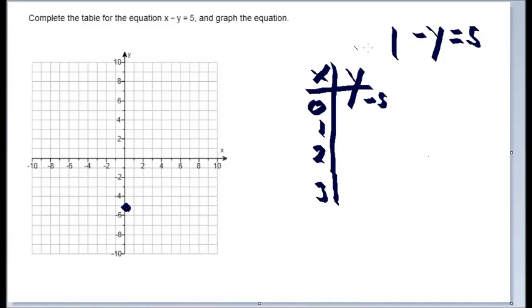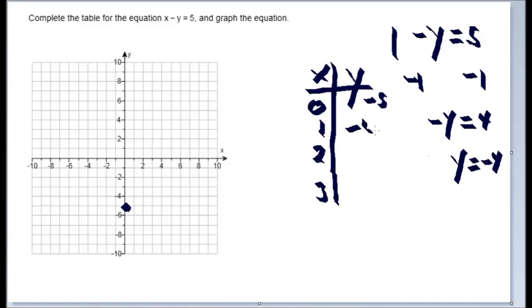What I'm going to do now is put in a 1 for the x. That's the next point down the line. This time we'll have to do a little bit more. We'll subtract 1 from both sides of the equation, and we'll get negative y is equal to 4, therefore y is equal to negative 4. And that means we have a negative 4 in this part right here. Then we repeat this process by putting in a 2, and you'll find this becomes a negative 3. And when we put in a 3, this becomes a negative 2.